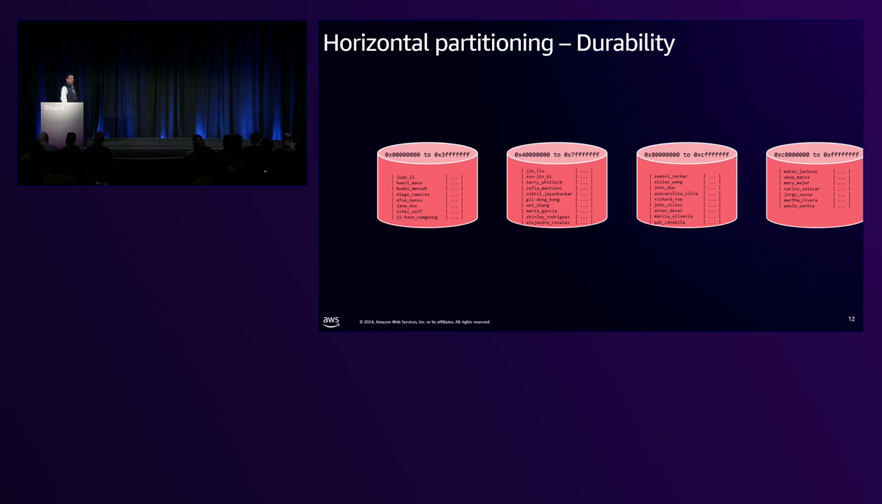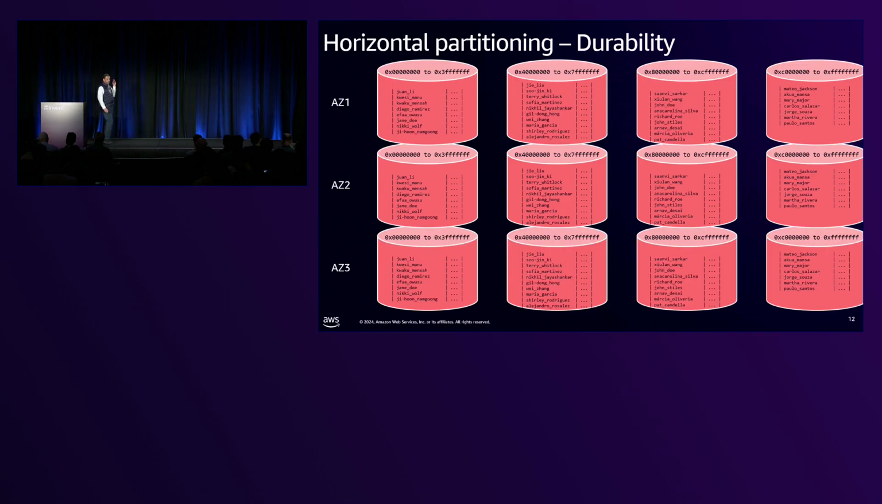1 copy of your data is never a good idea, so we keep 3. Right now, we keep 3. Number may change in the future. And we store the 3 in 3 different AZs. So an AZ is a fault containment zone. AZs never share fate. So if you're building your application and you want high availability, that's a good concept for you to use as well. Have your application distributed in multiple AZs.